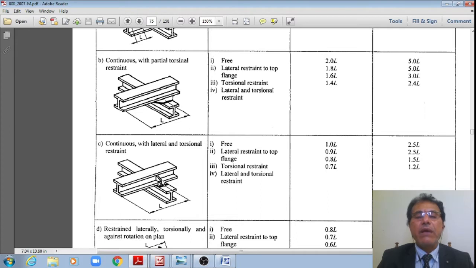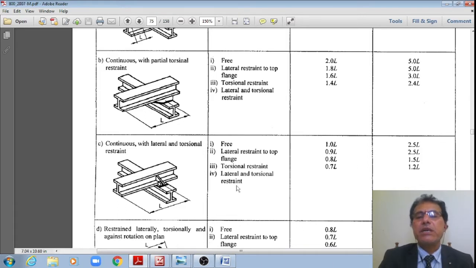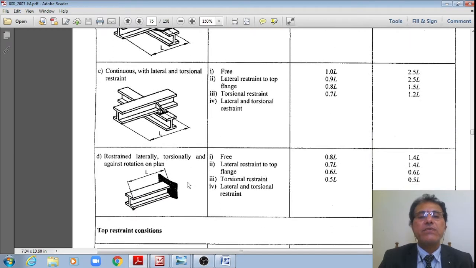The third one is continuous with lateral and torsional restraint, like I said. Even I am providing a web and a flange cleat. Then obviously it is a full torsional restraint to the main beam, and even in the lateral direction it will not buckle, right? Therefore, for free it is 1L, and lateral restraint to the top 0.9L, torsional restraint 0.8L, and lateral and torsional restraint 0.7L, right?